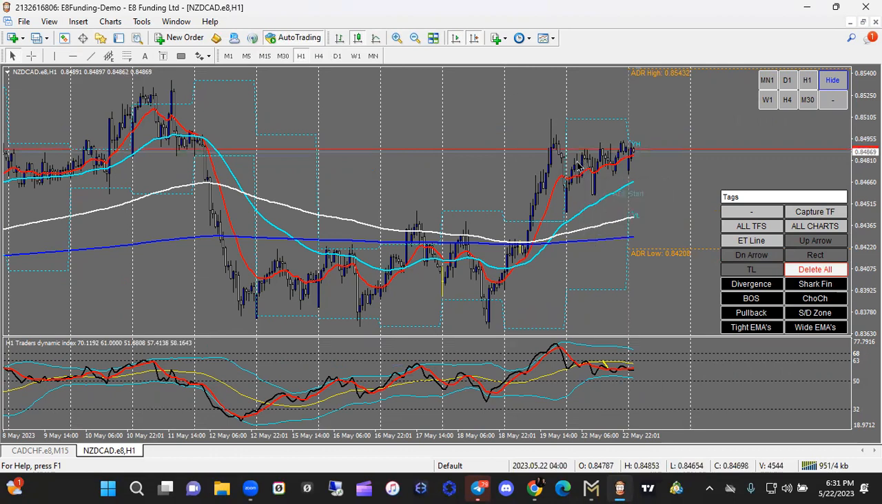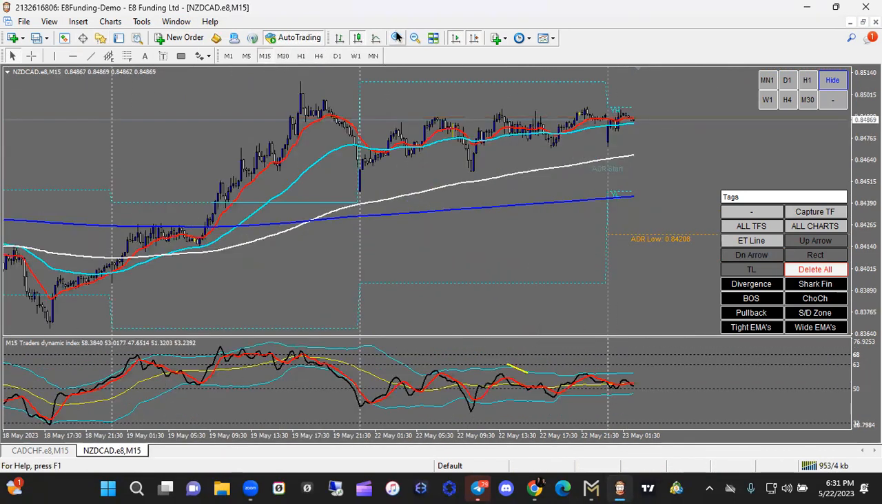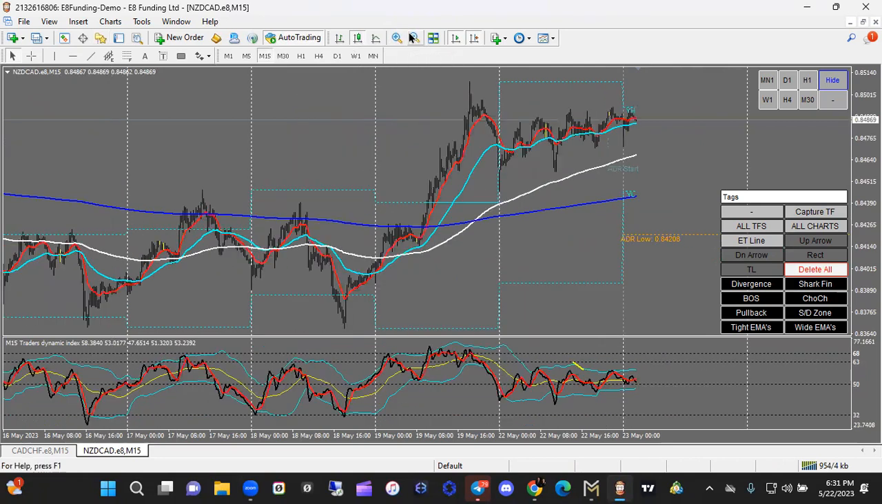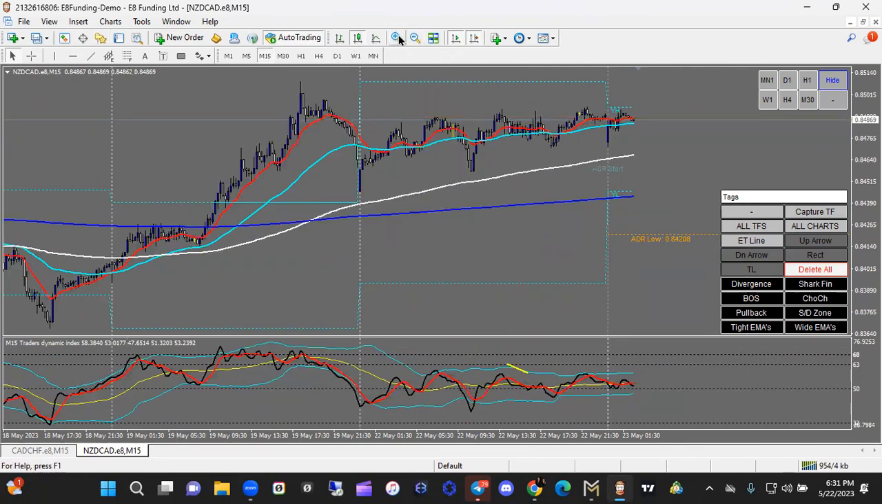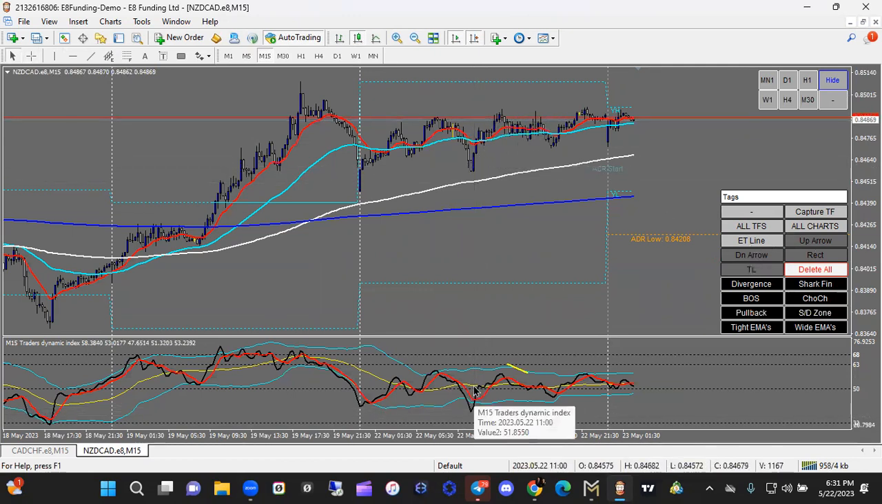Okay, so it didn't really do anything. And I believe I gotta start taking snapshots of what I think it's gonna do. But yeah, this just consolidated. This didn't really do anything unless you decided to get in on these shark fins right here. Right, so you got your shark fins down there.